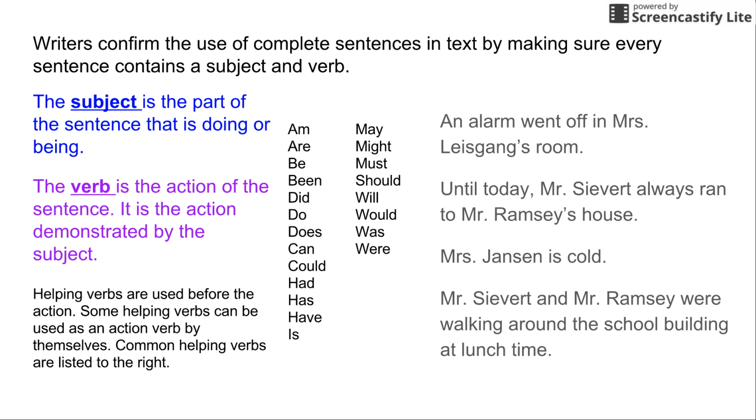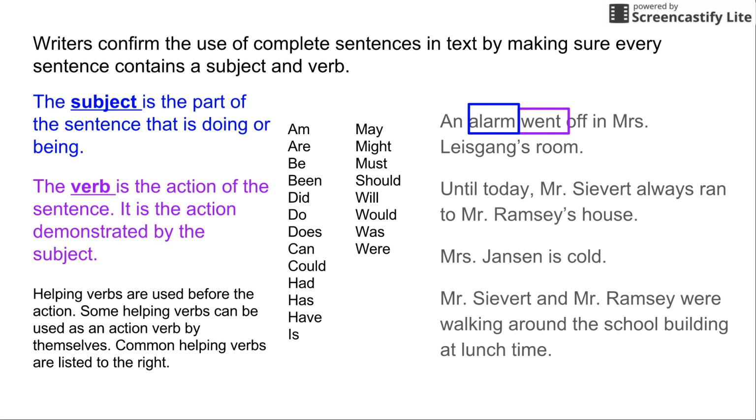Well, the action is something went off. And so as a reader, I know something went off. That's the action. So then whatever went off is the subject. So went is my action, and whatever went off is the subject. Well, the alarm went off. The alarm is the subject of the sentence.